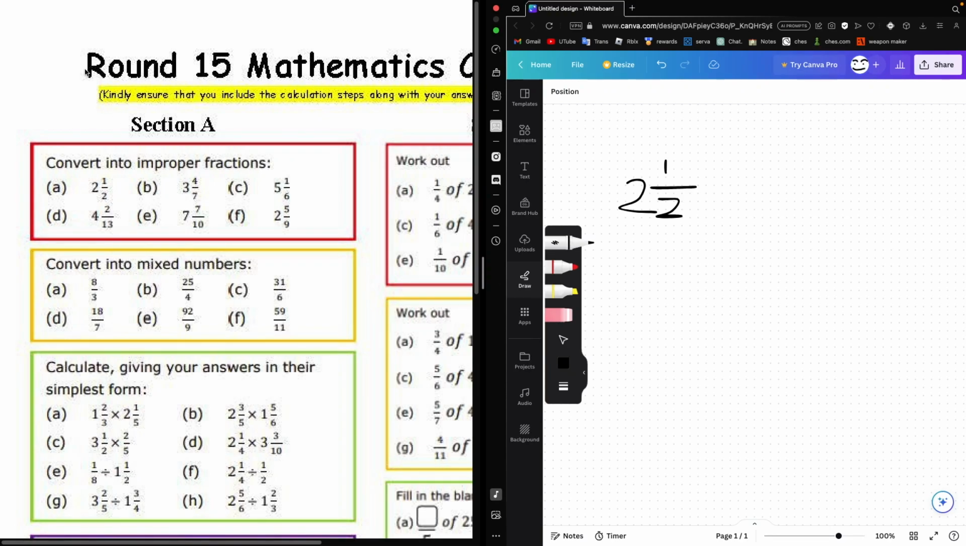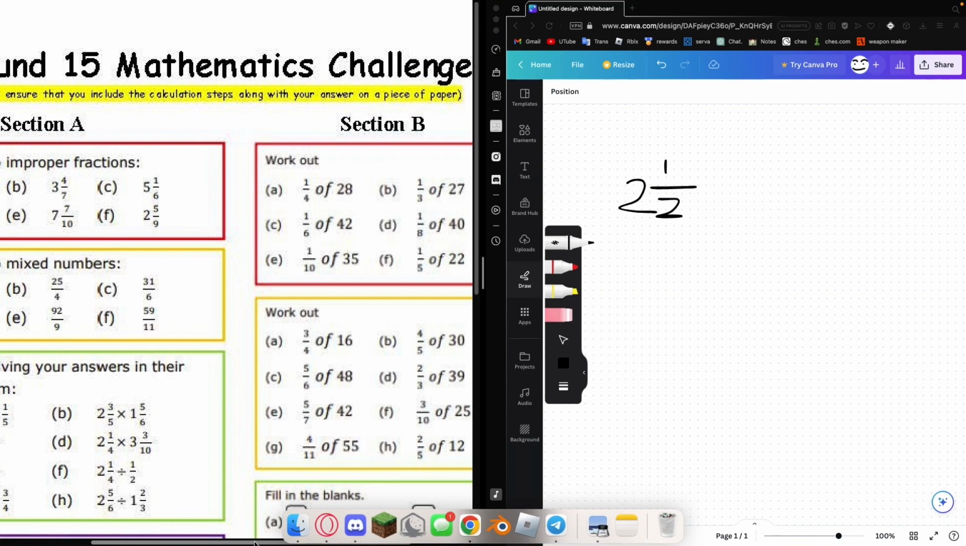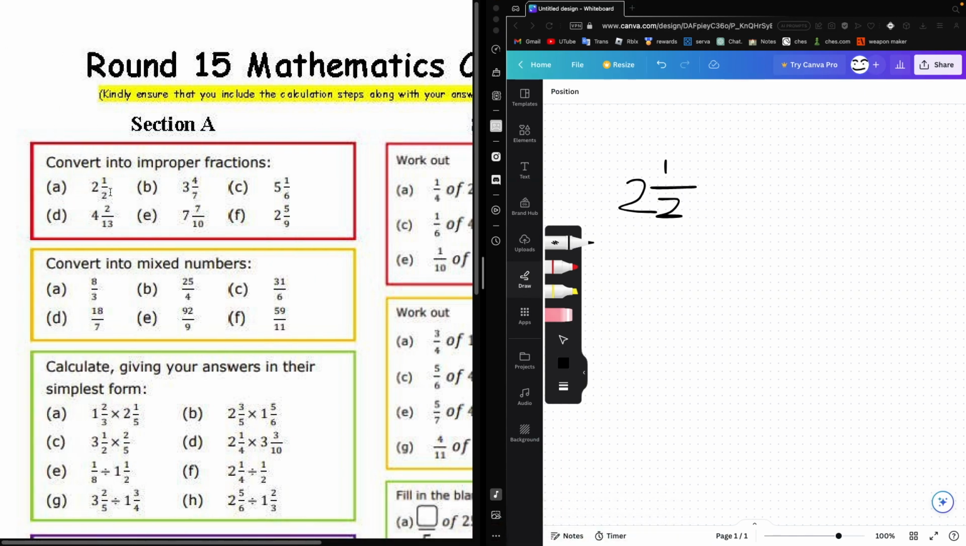Hello everyone, and today I will be talking about the round 15 mathematics challenge. I'm going to show how I work out the answers.